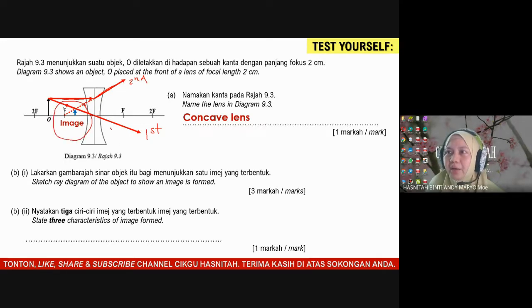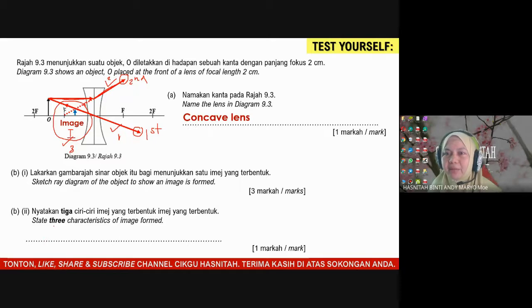So you get the first mark when you draw this line, this is your second mark, and the third mark when you draw your image. Label it with image or I. Just label it with I, so we know that is your image. So 3 marks for that: mark number 1, mark number 2, mark number 3. And don't forget the arrow as well. The arrow must be shown.